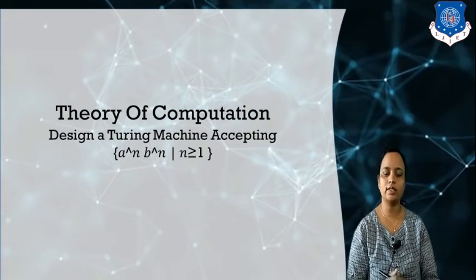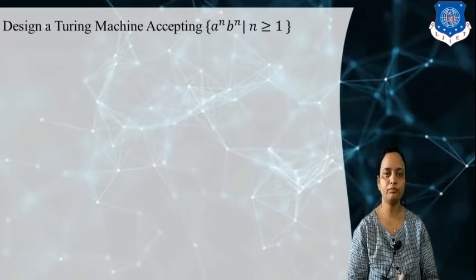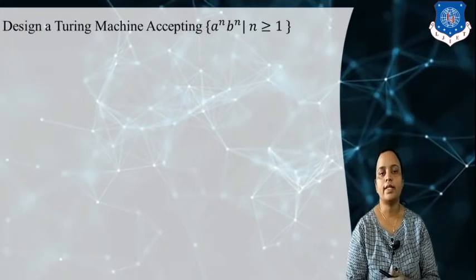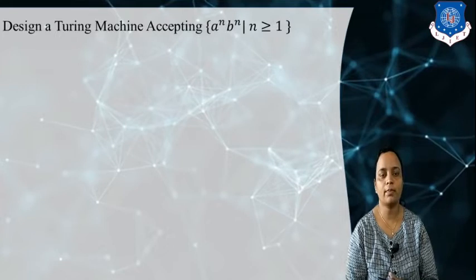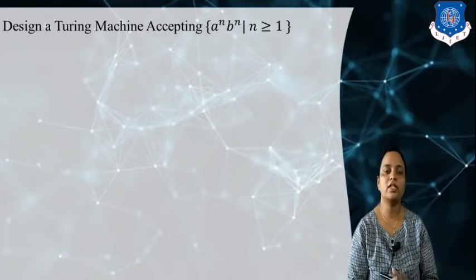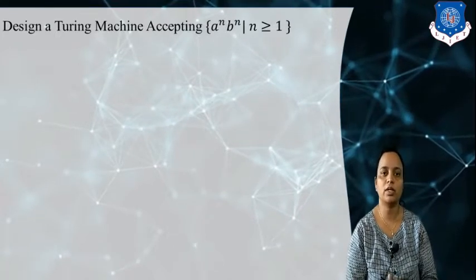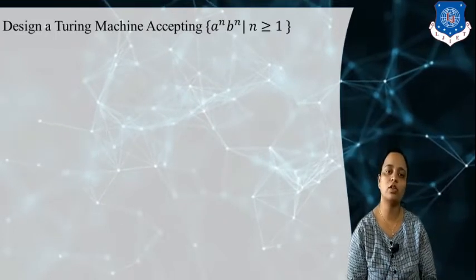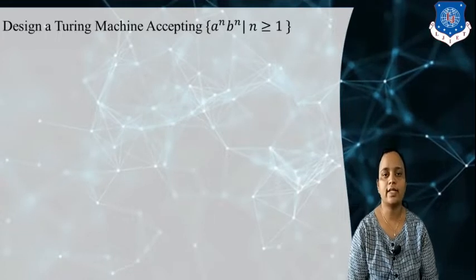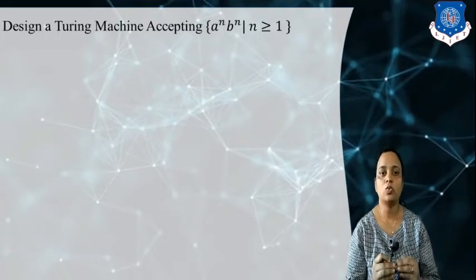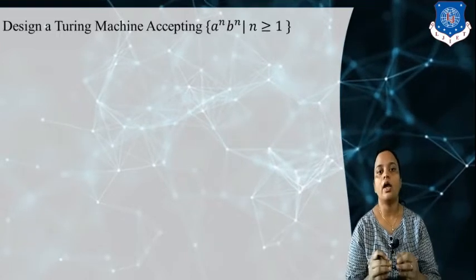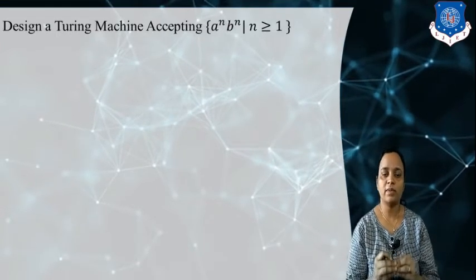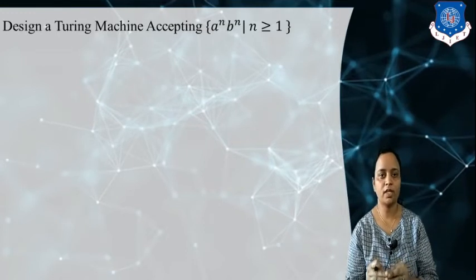Let's start to understand this concept. In this lecture, we are going to discuss the designing of a Turing machine which accepts the language a raised to n, b raised to n where n is greater than or equal to 1. First of all, we need to understand this language. Our task is to design a Turing machine which accepts the language a raised to n, b raised to n. It means that the power of a and b are the same.